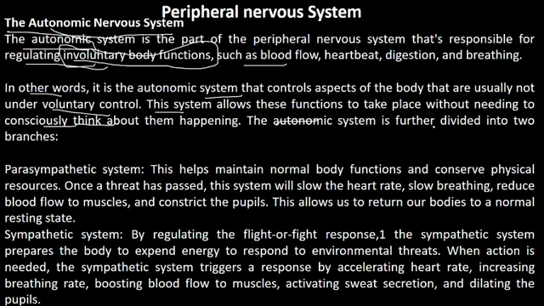The autonomic system is further divided into two parts, which are what? Parasympathetic. This helps maintain normal body function and conserve physical resources. Once a threat has passed, this system will slow the heart rate, slow the breathing, reduce blood flow to the muscle, and constrict the pupil. You remember? This allows us to return our body to the normal resting state.